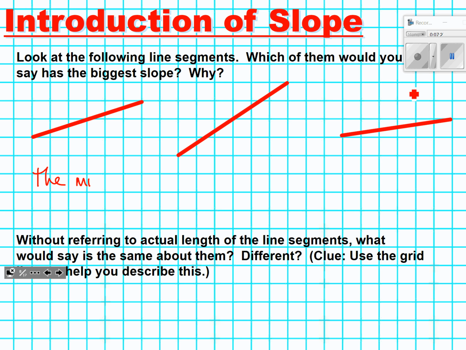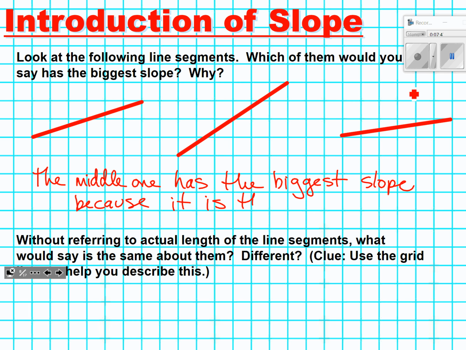The middle one has the biggest slope because it is the most steep. So which one of these has the smallest slope? Yes, the right one does. It's less steep. So the next part is so important.